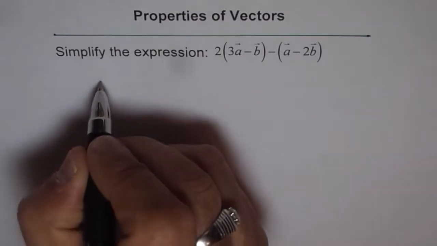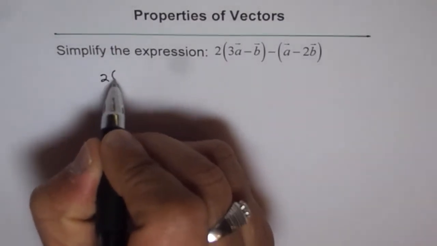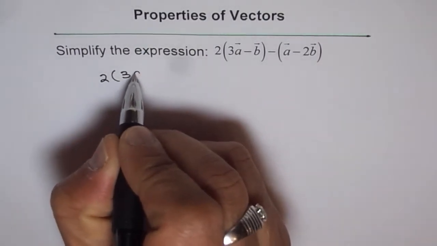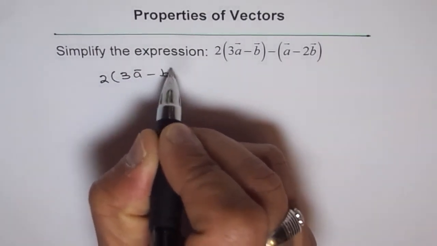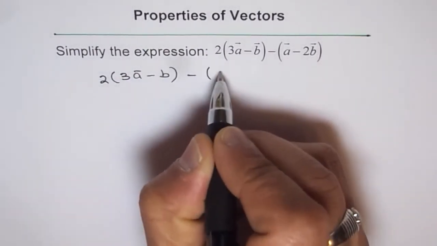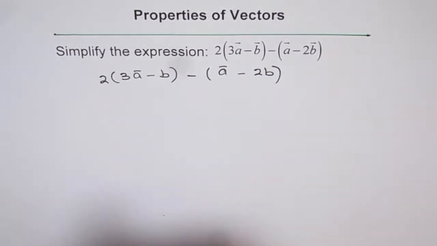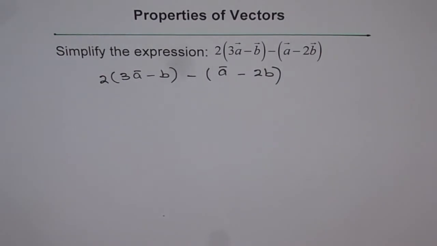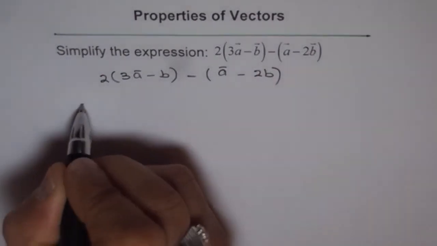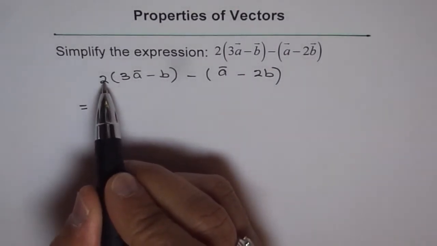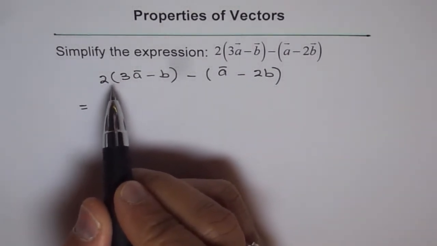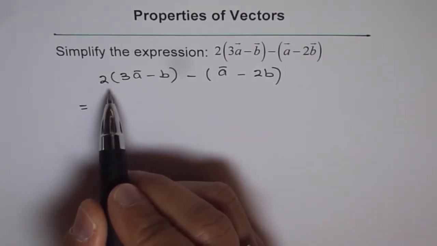So we'll start with copying the question first. The question before us is 2 times 3 vector A minus B within brackets, minus vector A minus 2 times B, right? So in the first step, we can write this as, we'll multiply by 2 these things, correct? So that is our first step.